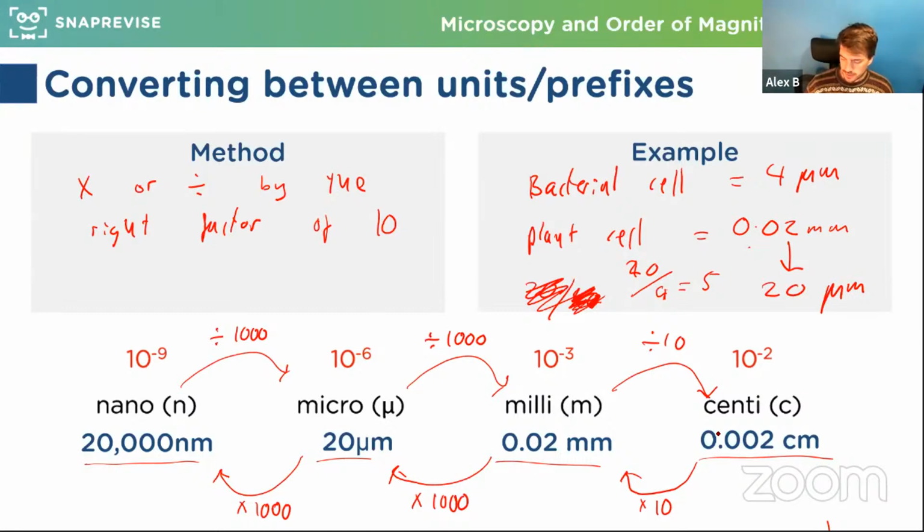So the question was, how many times bigger is the plant cell than the bacterial cell? The bacterial cell is 4 micrometers. The plant cell is 0.02 millimeters. To compare these, we need to convert them to the same units. So we just converted the millimeters to micrometers for the plant cell. This one's already in micrometers, so we don't need to convert them both. We just convert one to be the same as the other. So 0.02 millimeters equals 20 micrometers. So now they're the same units, we can compare them.